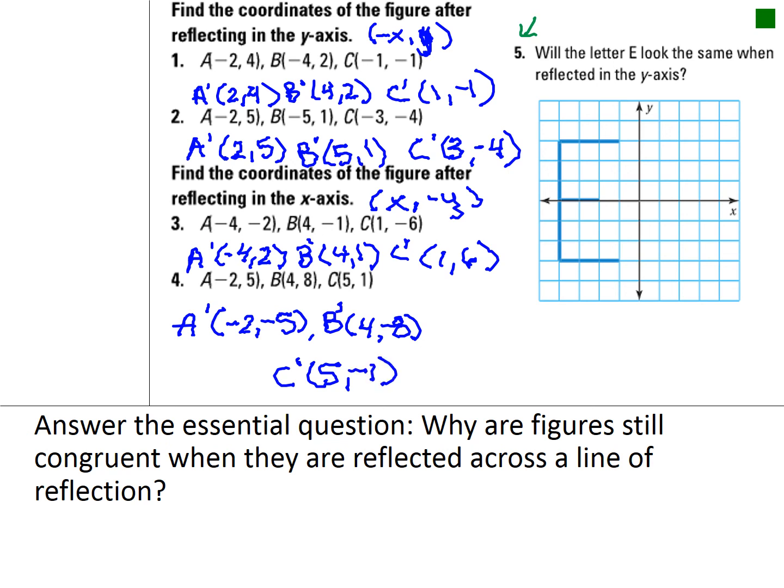All right, last but not least, number 5. Will the letter E look the same when reflected in the y-axis? The answer is no. It will be a backwards E because it flips. Remember, we flip it. All right, go ahead and pause your video. Answer this essential question. If you don't remember, I just talked about it on that last slide.